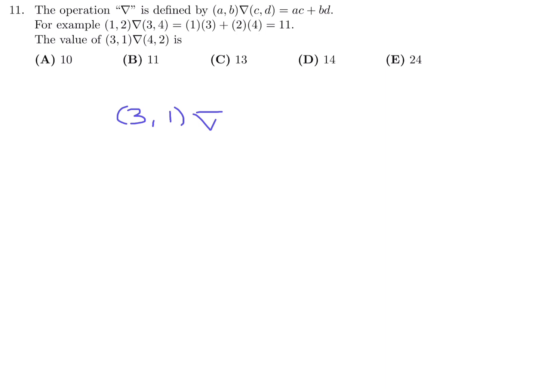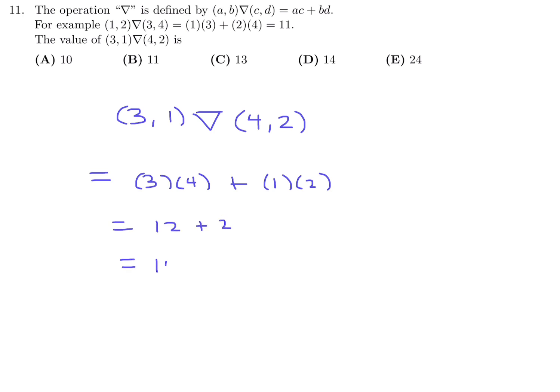We will follow the same definition, of course, that they give us in the question, and that is this one right here. So this will be equivalent to AC, which is 3 times 4, plus BD, which is 1 times 2. So that is 12 plus 2, which is 14. And therefore, number 11, the answer is D.